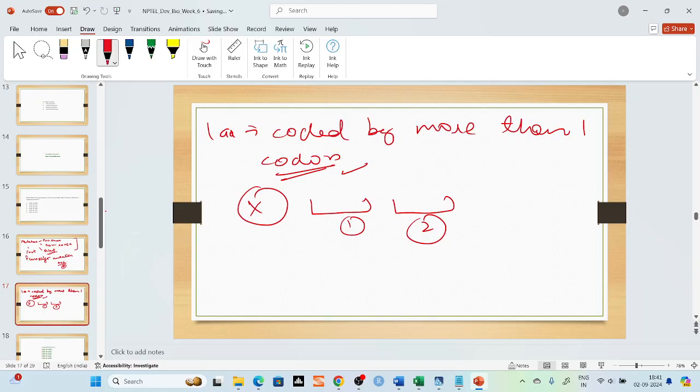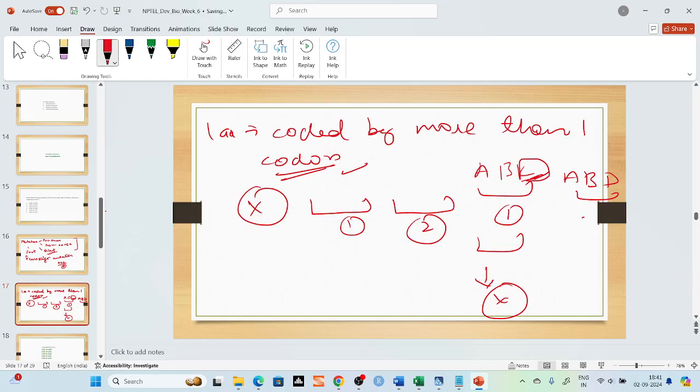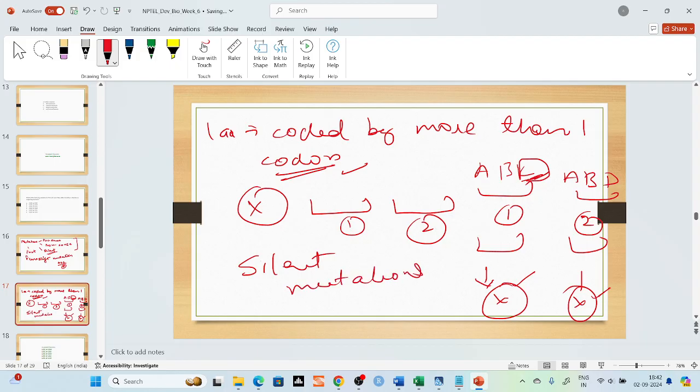So silent mutation, suppose there is A, B, C. This is your one codon which codes for the amino acid X. And there is a change at C, the third base, and now it is, let's say, ABD for example. But this ABD also codes for the same amino acid X. So what has happened? There has been a mutation. C has changed to D. But since both the codons code for the same amino acid, there is no change in the phenotype. Because earlier, before the mutation, the phenotype was X protein. After the mutation, your phenotype is X protein only. That means such kind of mutations are known as silent mutations. That means mutations which have no effect on the phenotype.